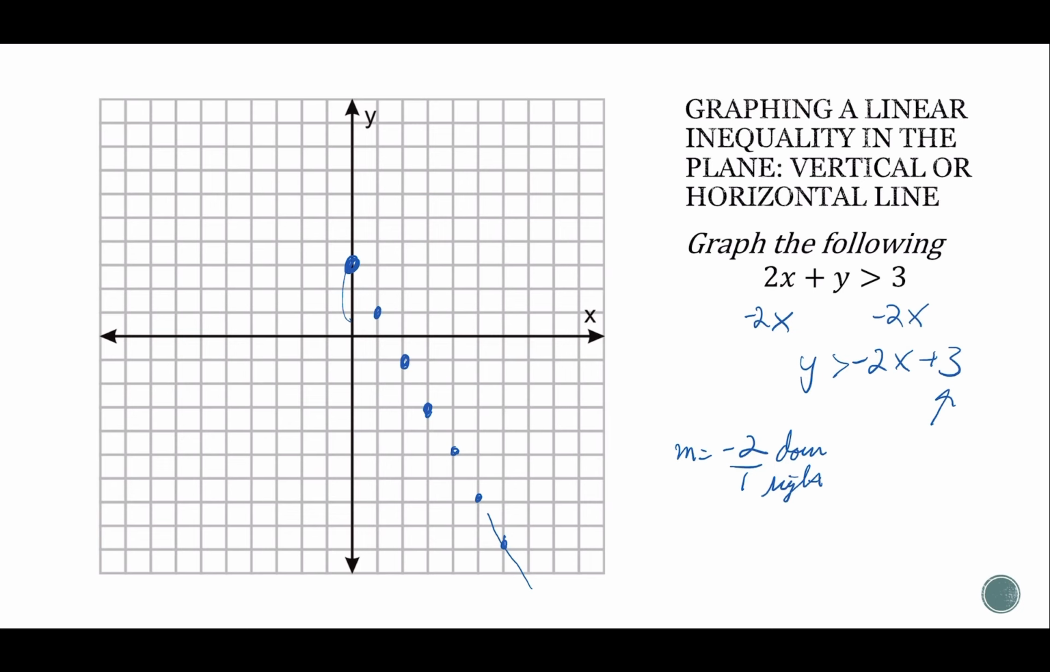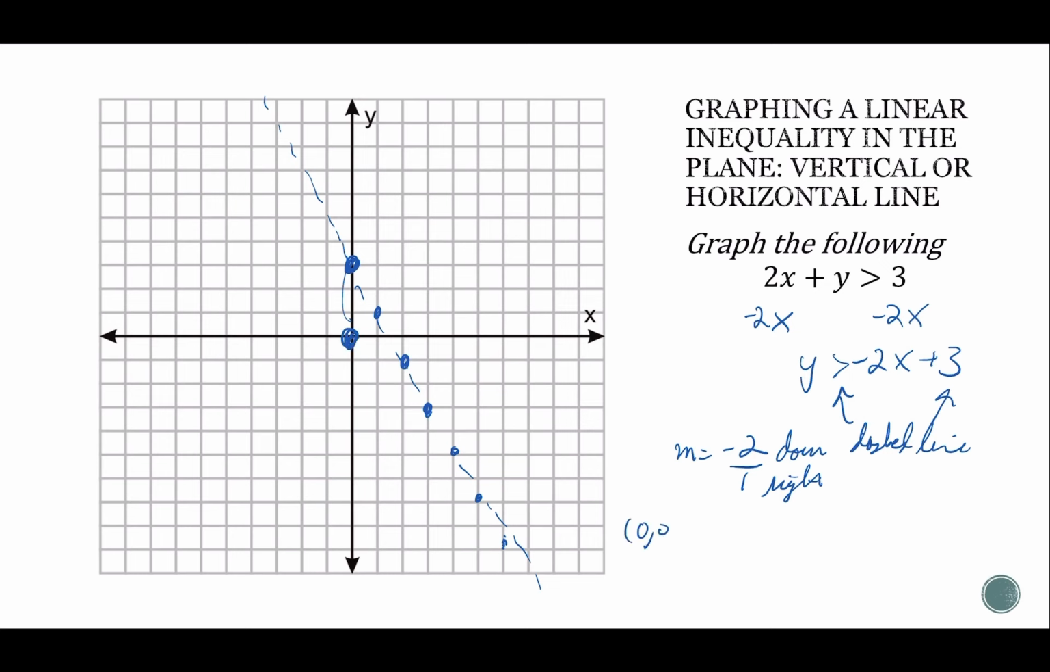And I started to draw a solid line, but that's wrong. I see, this is strictly greater than, so I need a dashed line. It's a good thing we can always erase, so we can go ahead and put a little dashed line in there. And then I need to determine which side to shade, so I pick a test point.